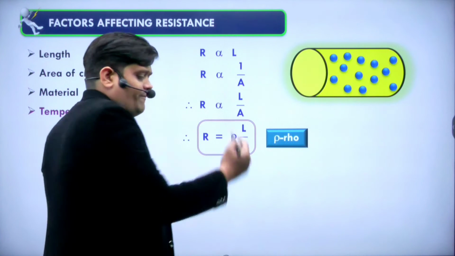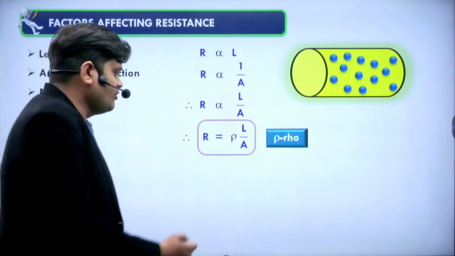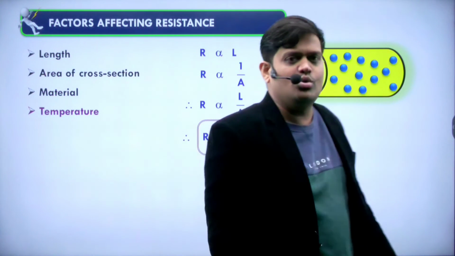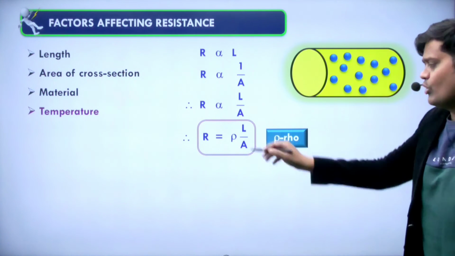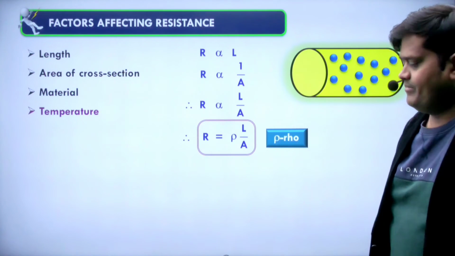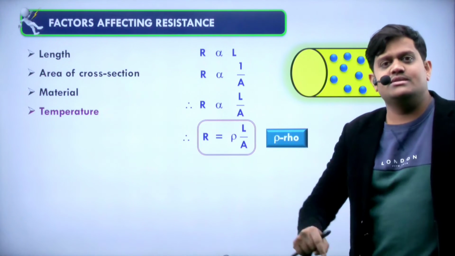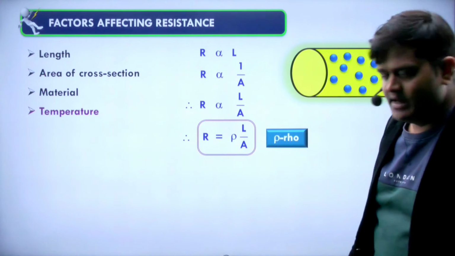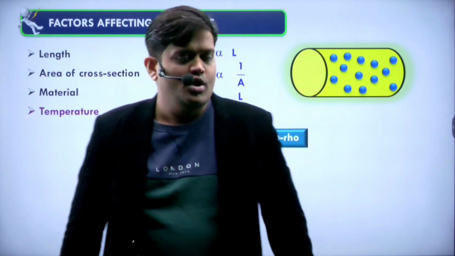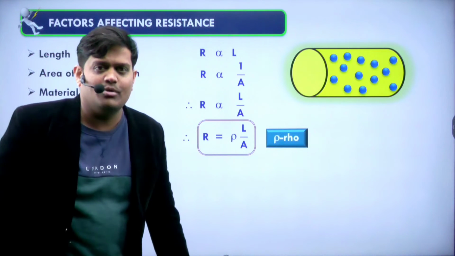That constant is rho. So we find R equals rho L upon A. Here, rho is the resistivity. So this is the formula of the resistance: R equals rho L upon A.